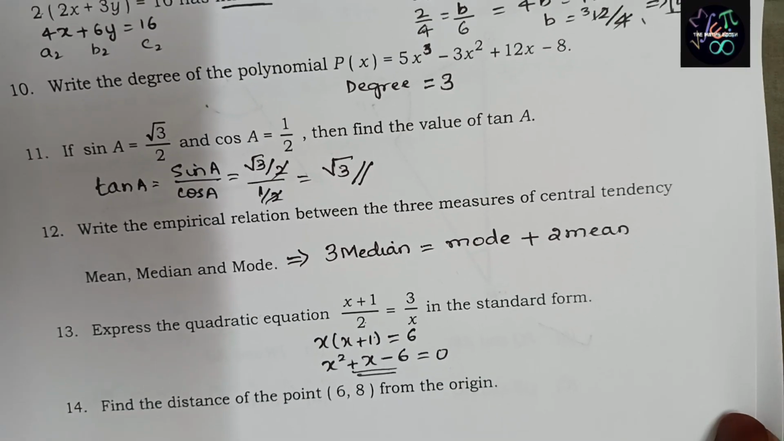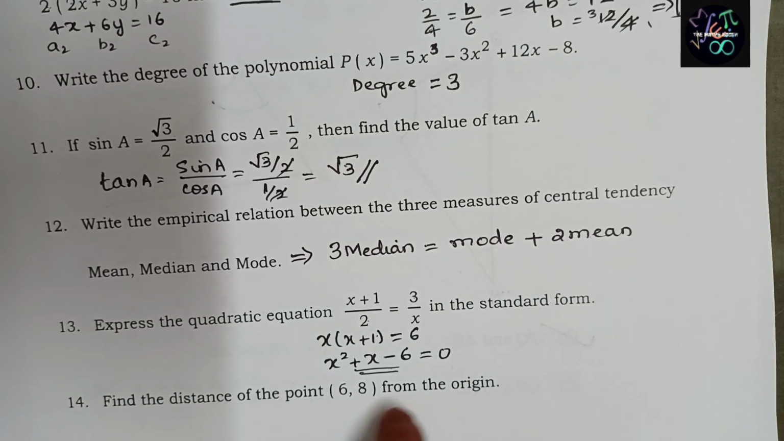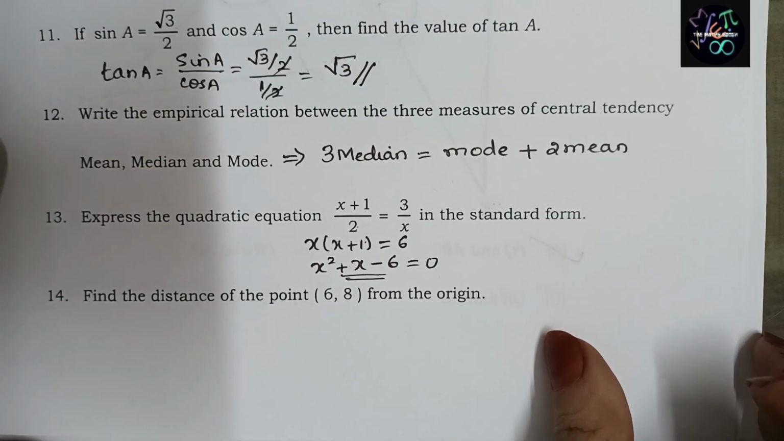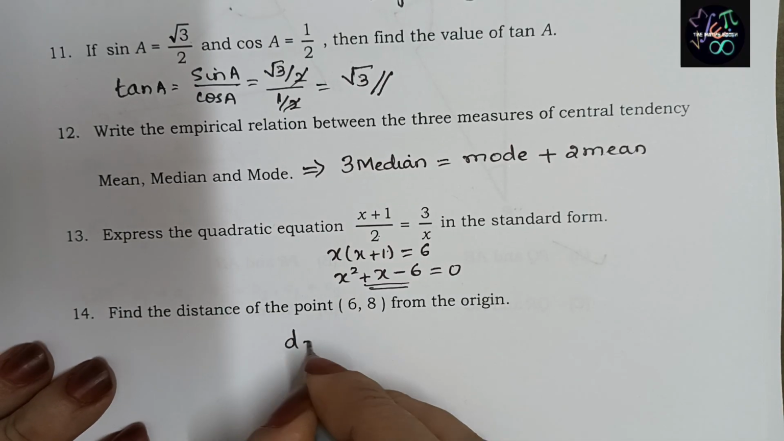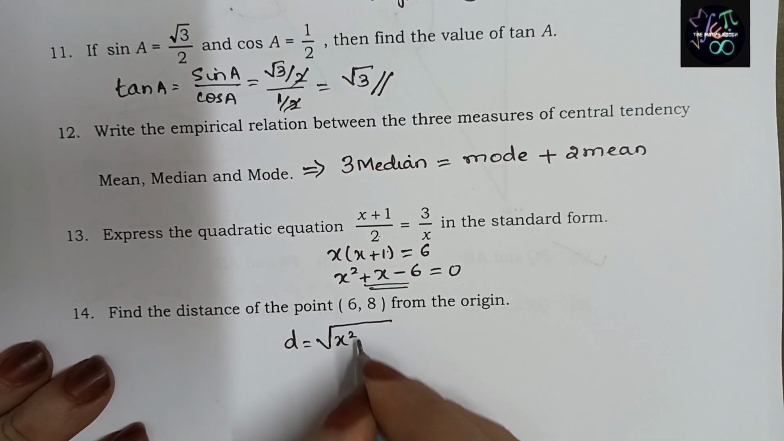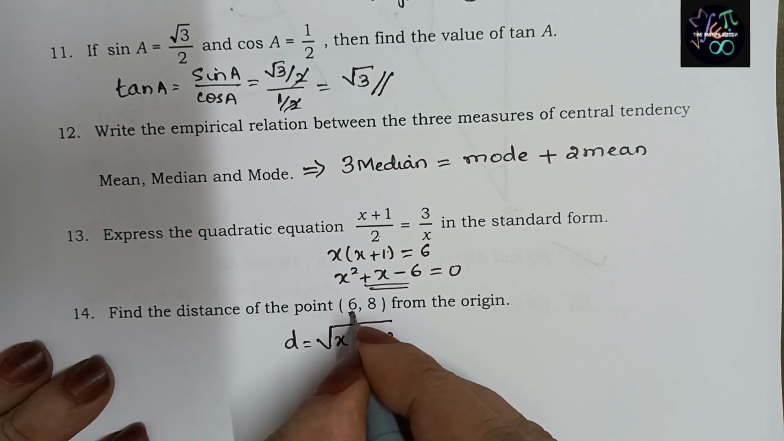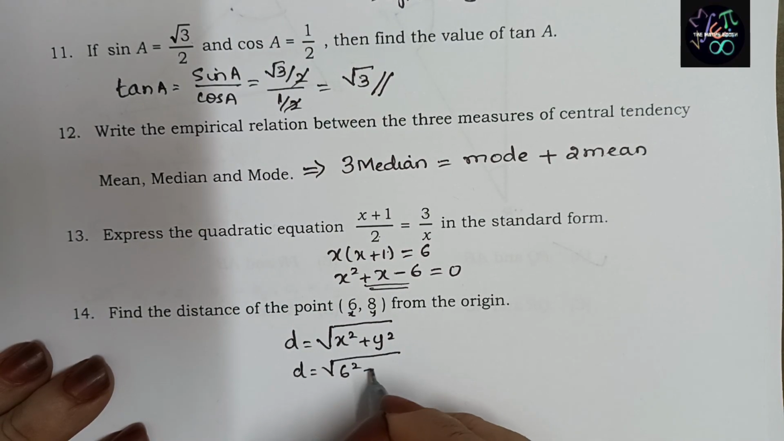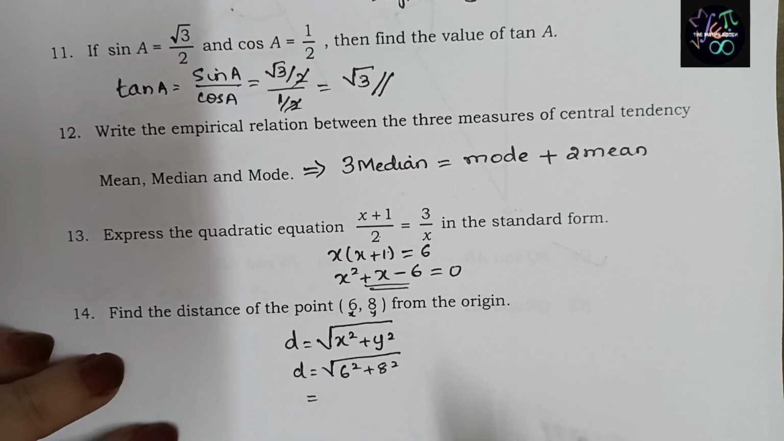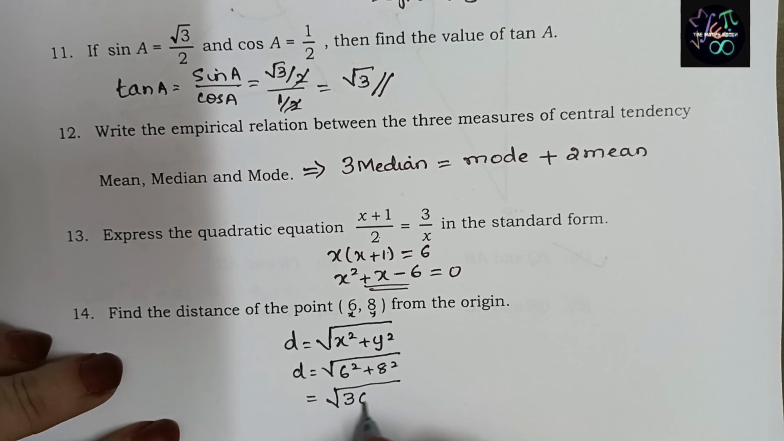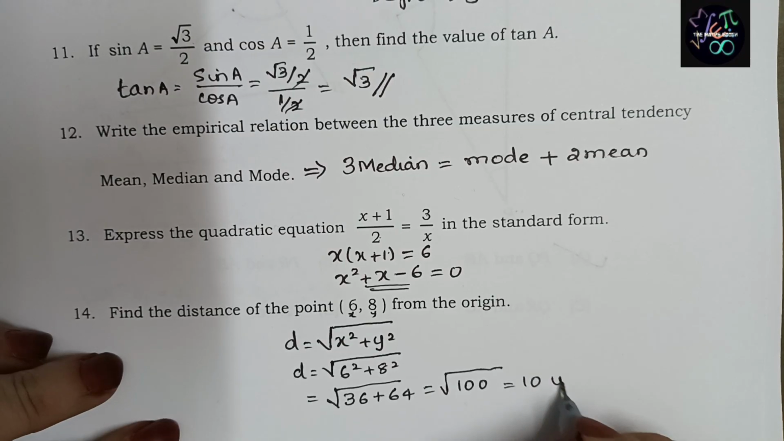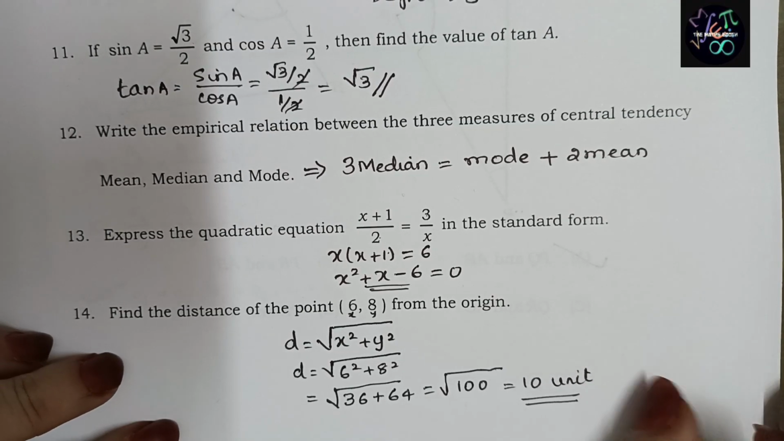Next question, find the distance of the point 6, 8 from the origin. We know the distance formula from the origin is d equals root of x square plus y square, and let us consider this is x and this is y. So d equals root of 6 square plus 8 square. 6 square is 36, 8 square is 8 8s are 64. Root of 36 plus 64 is 100 and the answer is 10 units. So question number 14 is 10 units.